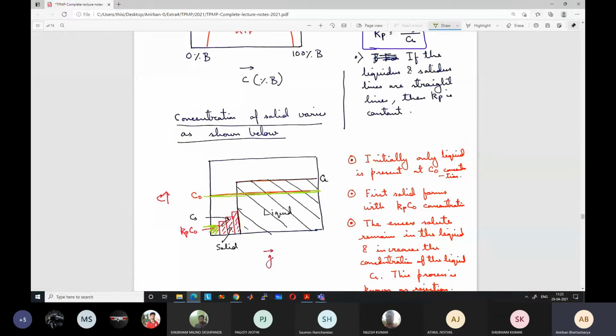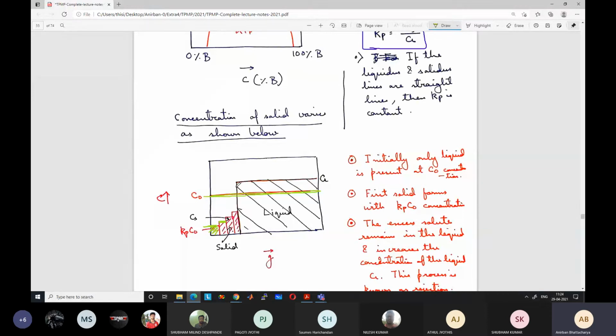So what happens to the rest of the copper, that 9% that was present in the liquid? It has to go somewhere, so it will go into the liquid itself. The concentration in the liquid will increase somewhat, from 10% to some 10 point something percent. Because the concentration in the liquid has increased slightly from C0, the next solid will form at a higher concentration, because the ratio of the solid concentration to the liquid concentration always has to be maintained. That will always be Kp.